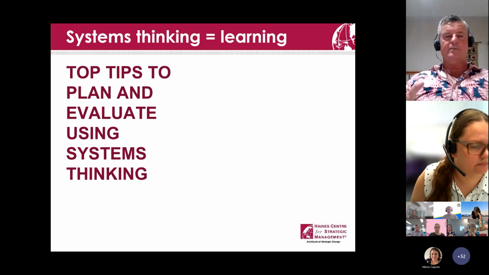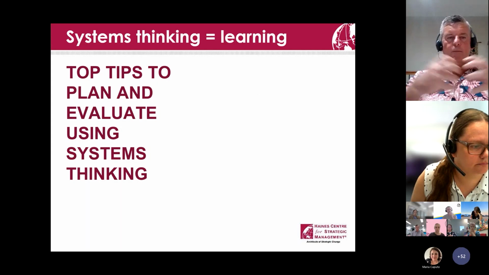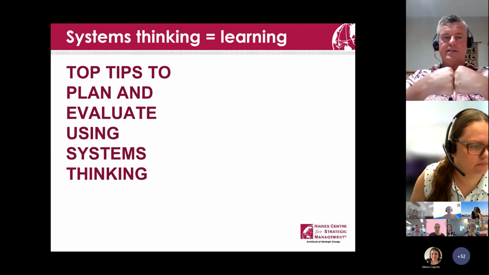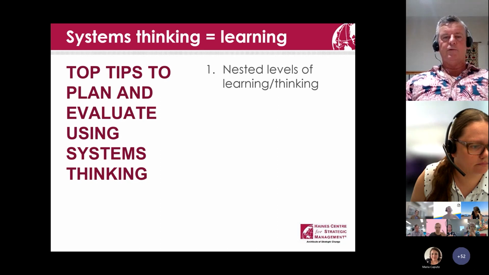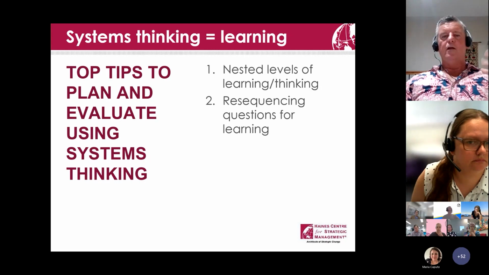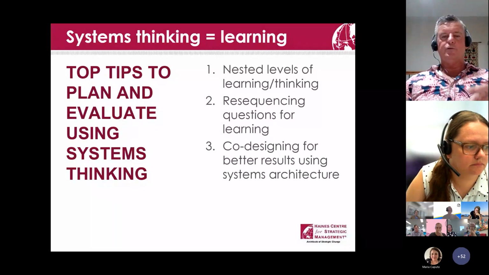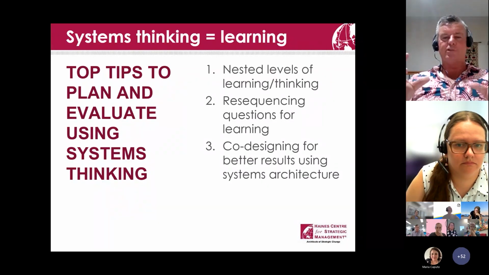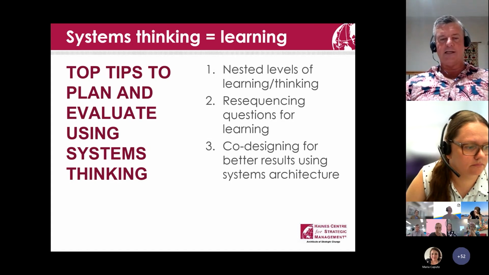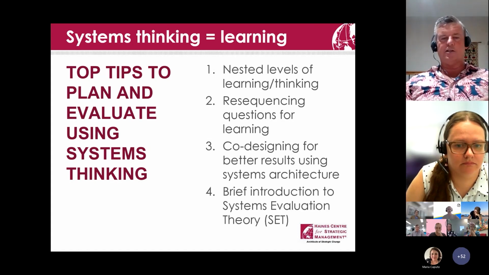So let me dive into systems thinking. I've described it earlier as a combination of both analytical and synthetic thinking, but just as importantly, I think systems thinking is about learning. So what are the top tips to plan and evaluate using systems thinking? What we'll touch on are these four things: nested levels of learning and thinking, resequencing questions to encourage learning and reflection. We'll talk about co-designing systems for better results using this idea of systems architecture. And then we'll close with a brief introduction to systems evaluation theory and how that seems to bring it all together.